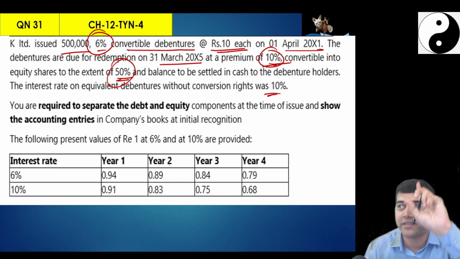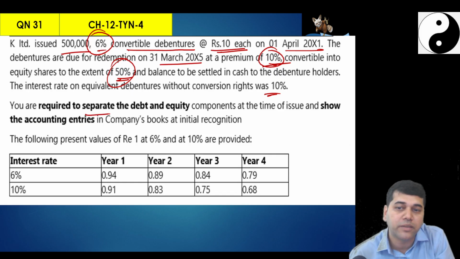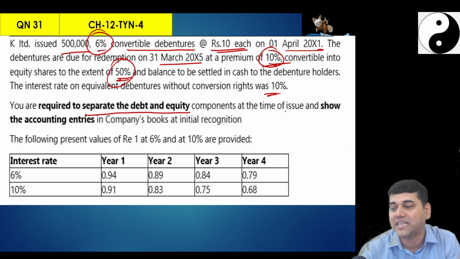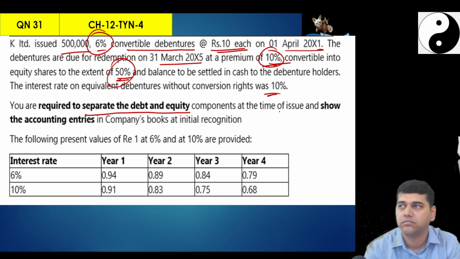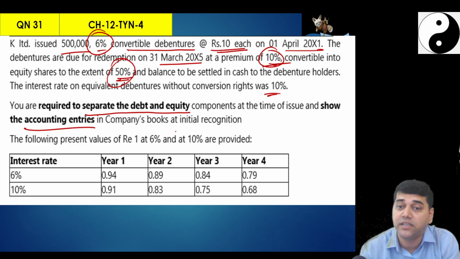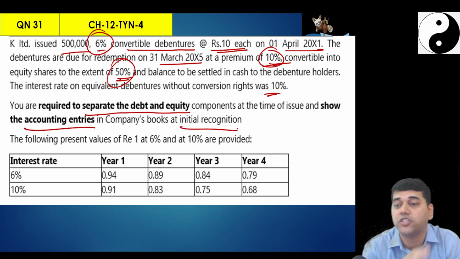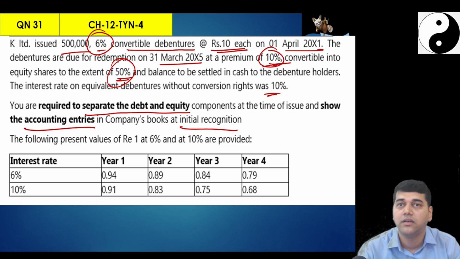6%, and with that 50% what you pay, 2,50,000 with the 10% premium. Redemption, examples I started, no? You will pay with the premium. You are required to separate the debt and equity component at the time of issue. What do you need to do? Calculate. You have to calculate how much is your debt, how much is your equity, and show the accounting entries at the initial recognition only. They didn't ask you to tell the entry till the next 5 years, 10 years, the life of the instrument.